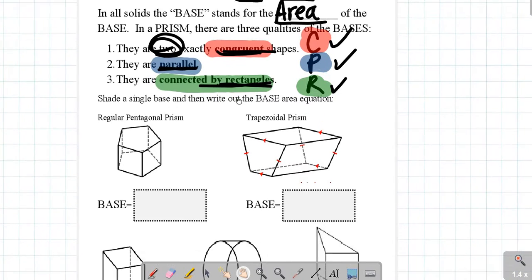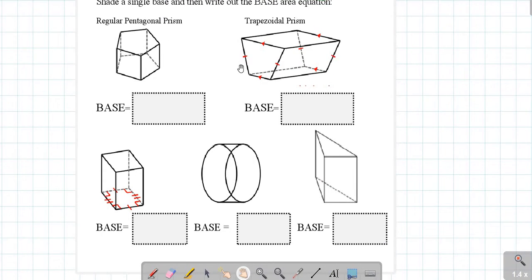In fact, what I recommend you do first is always when you see a prism or cylinder, lightly shade the bases so you immediately identify them. Base does not mean bottom. Super important. In the things below, I'm going to shade the bases, and you're going to notice that all of these bases, there's two of them, they're congruent, they are parallel, and they're connected by rectangles. CPR.